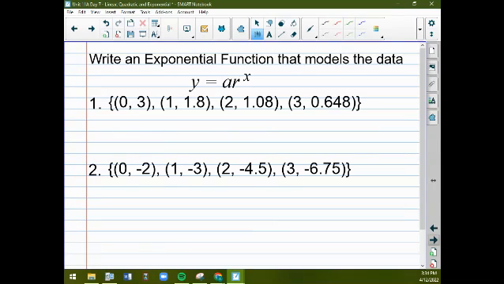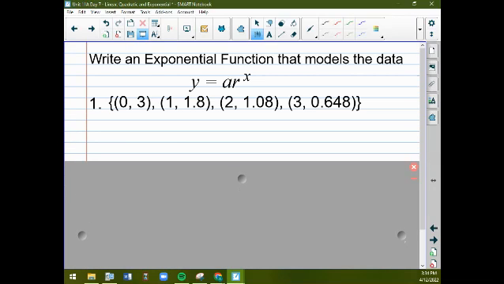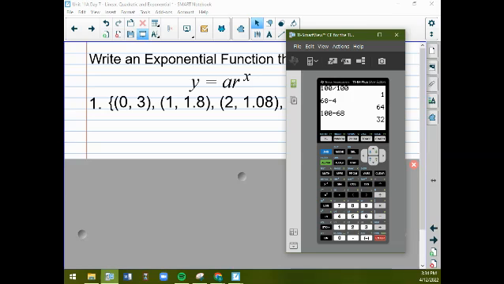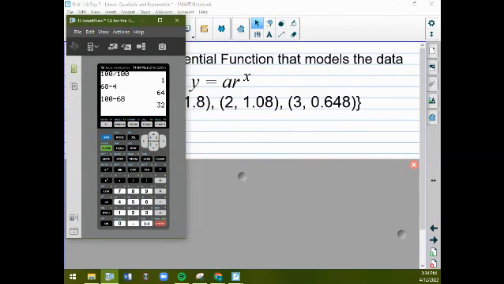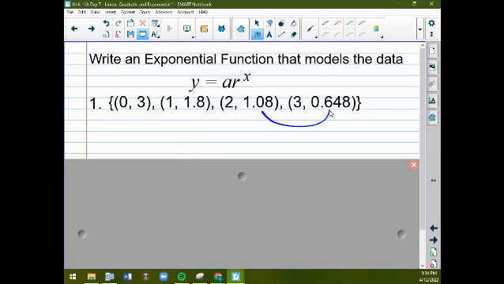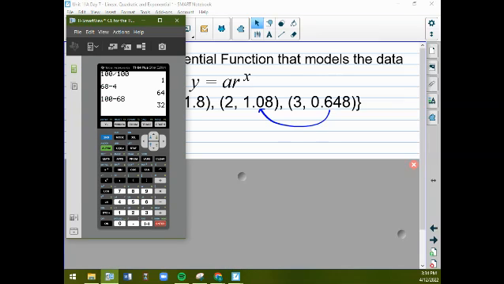Okay, next, write an exponential function that models the data. Okay, so A is kind of our first point, and R is the common ratio. So I have to find the common ratio in order to write the equation. You do that by dividing backwards. So how do I get from 0.648 to 1.08? Well, I'm going to divide 0.648 divided by 1.08.